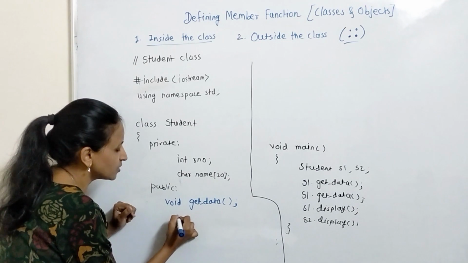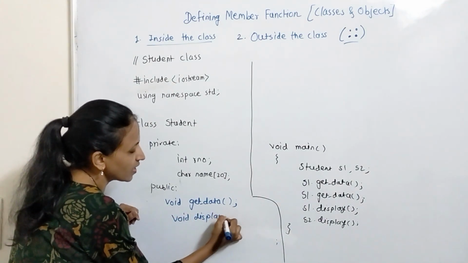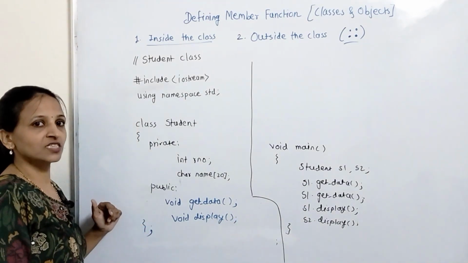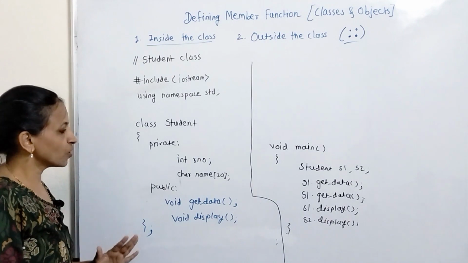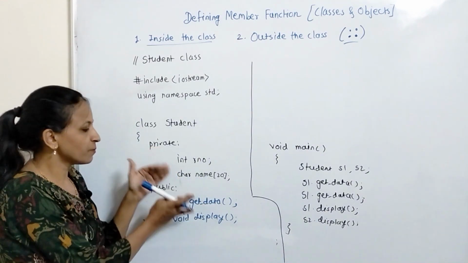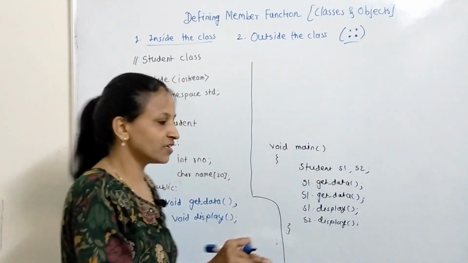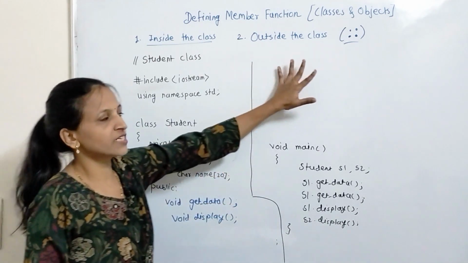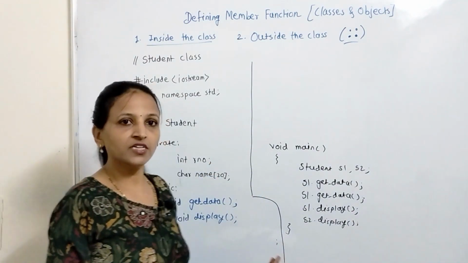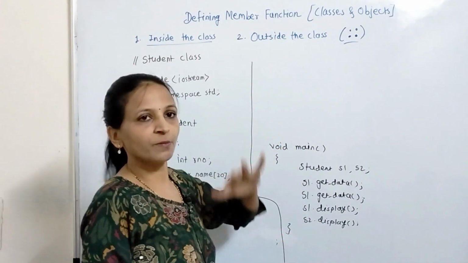The next one is display. Again the same thing, void display with brackets and a semicolon, and give a semicolon after closing the class. This is compulsory. Roll number and name, getData and display, these are the data members and member functions. Here we have just declared. Now I have to define these member functions outside the class. It is not compulsory to define before calling. We have already declared, so after main we can define or before main we can define.